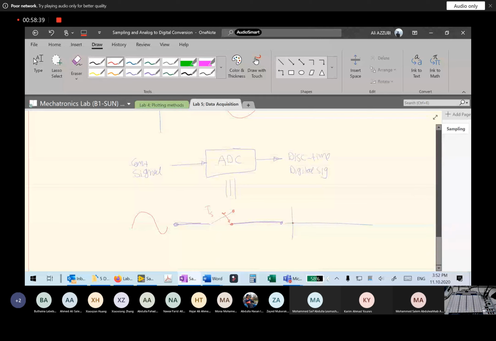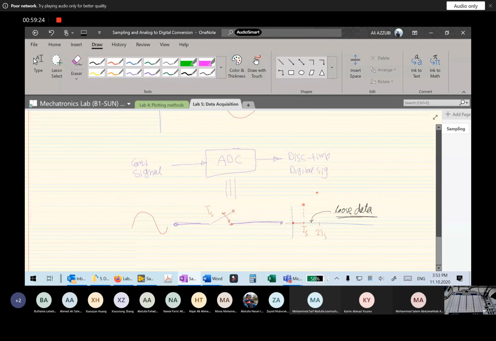Basically, let's say I began from 0. This is the first time I close my switch, I get 0. The second time, after TS, I'll get another value. Then after 2 TS, you'll get a third value like this. Only at the moment while this switch is closed, you will get values here. Anything in between, you lose data or signal value.